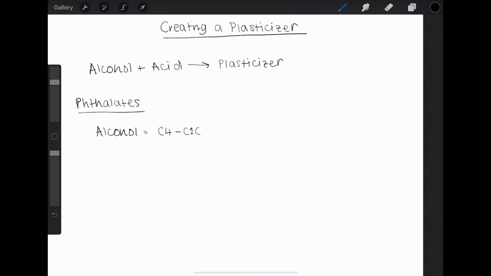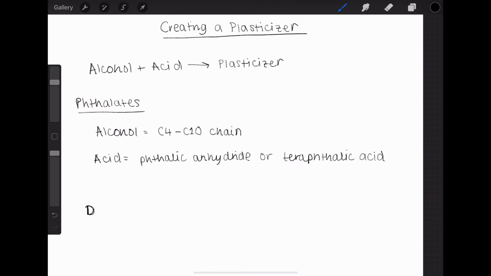Phthalates are usually straight or branch-chained alkyl alcohols, which are formed from a C4 to C10 chain length alcohol and either phthalic anhydride or terephthalic acid. An example of a commonly used phthalate plasticizer is DEHP, or dioctyl phthalate, which is created from 2-ethylhexanol and phthalic anhydride. This plasticizer is widely used because it is good at its job and has low manufacturing costs.